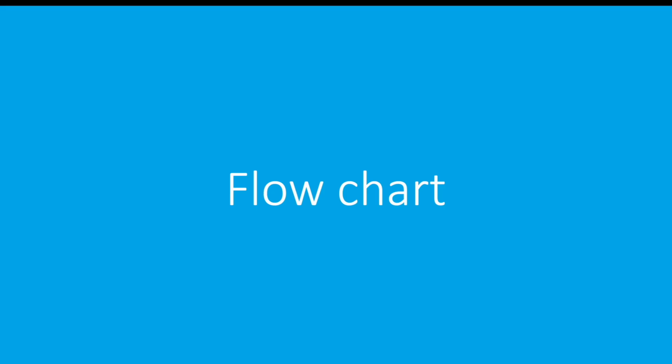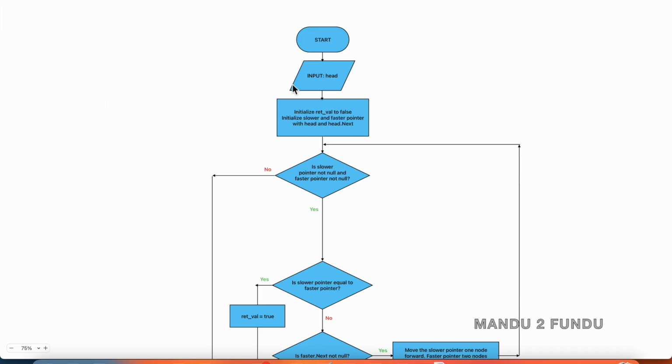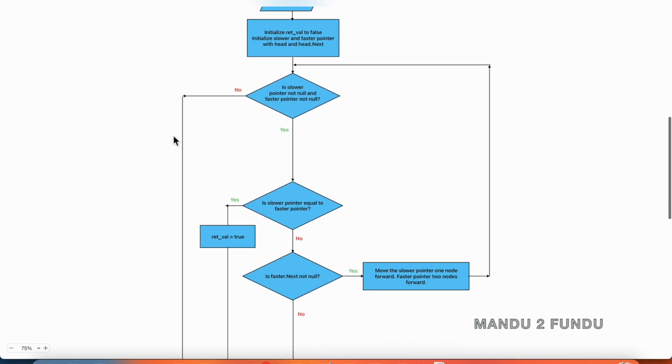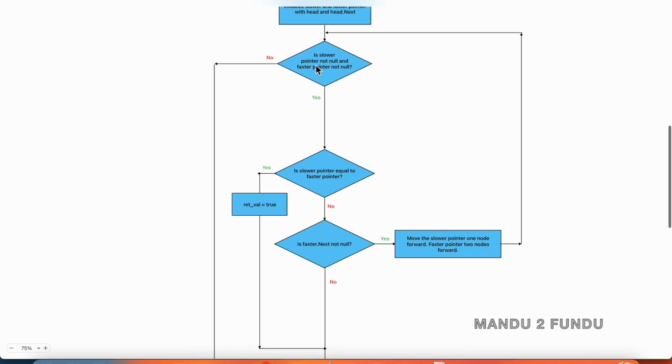Let's look at the flowchart. Input for this procedure is the head of the linked list. First we initialize the return value to false, and initialize the slower and faster pointers to point to the head of the list and the second node in that list. Then we enter the for loop where we check if both the pointers are not null. Otherwise we break out of the for loop and return false.